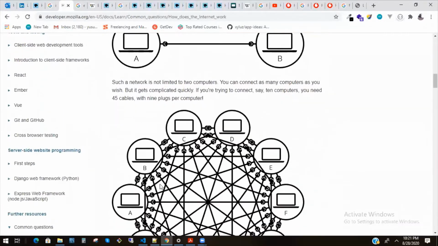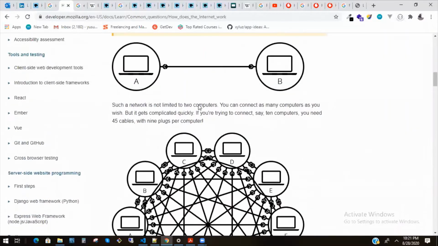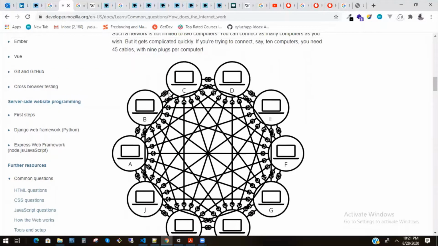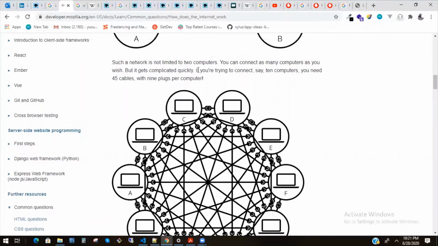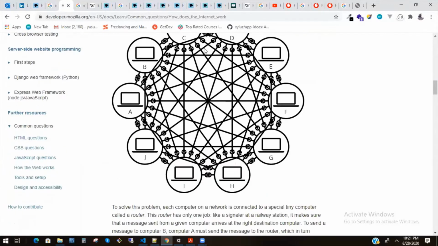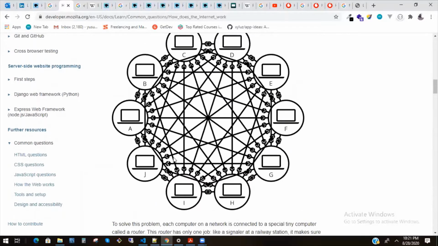However, you might want to connect multiple computers. So how do you go about that? If you have many computers and you want to share information among them, how do you do that? To connect them, you add another cable, then you start connecting again, and everything will be messy. So there's a pattern you have to follow. If you are trying to connect, say, 10 computers, you will need 45 cables and 9 plugs per computer. This is how it will look, and this is so messy. So you don't want to do that.